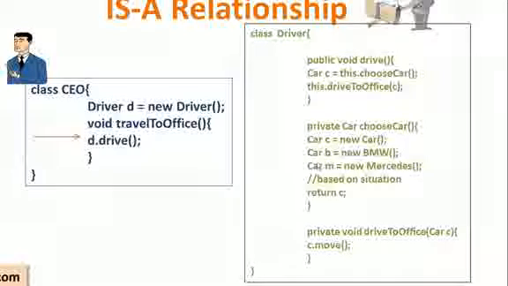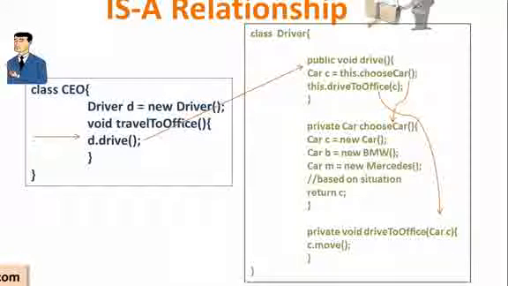When I call the drive method of Driver, the first step is to choose the car, and once the car is chosen, I'm returning the car reference, and this car reference is again given to drive to office, and the car's move method is being invoked.